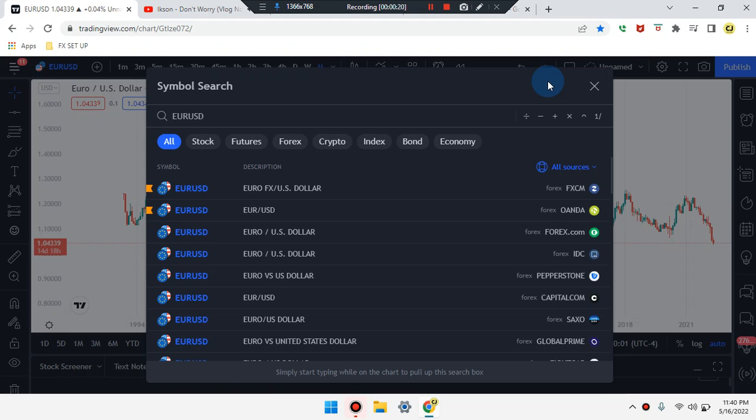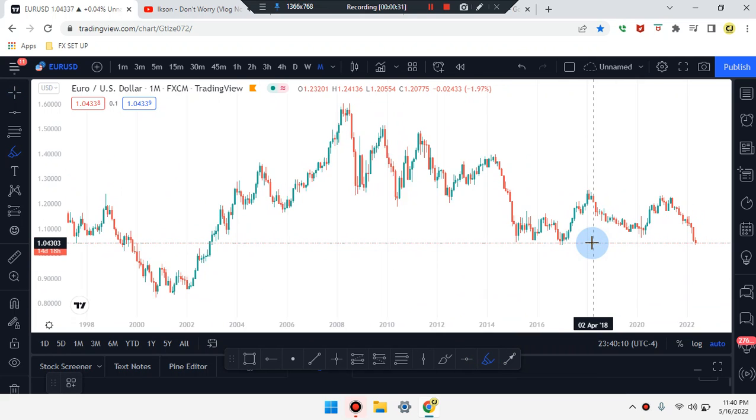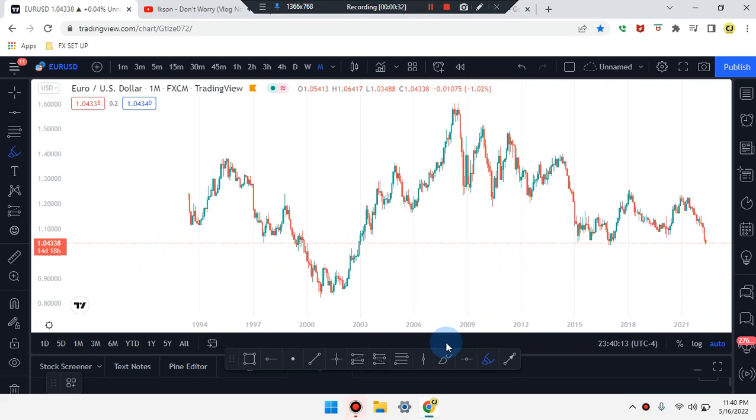We are marking up EUR/USD. Let's take a look at what's going on in the market. We are on the monthly time frame. First thing I want to do is break down the charts.